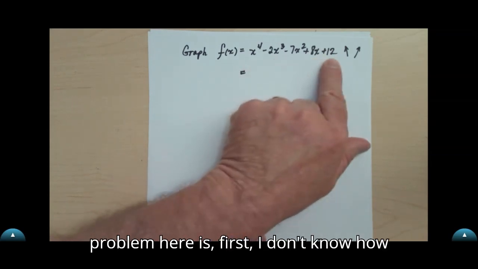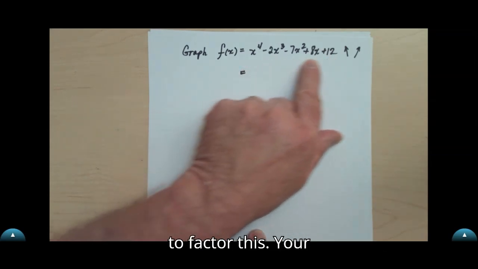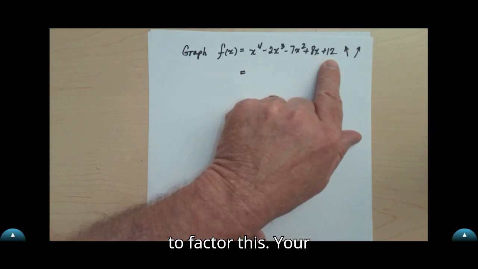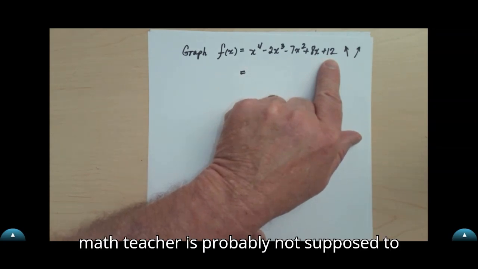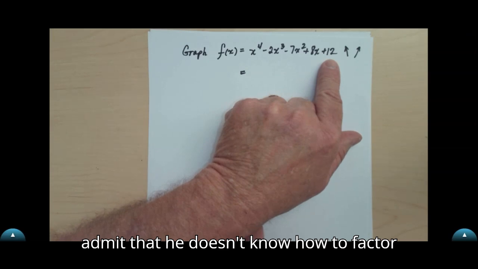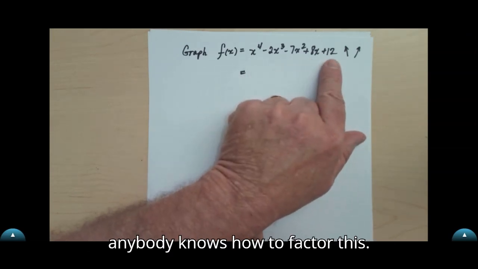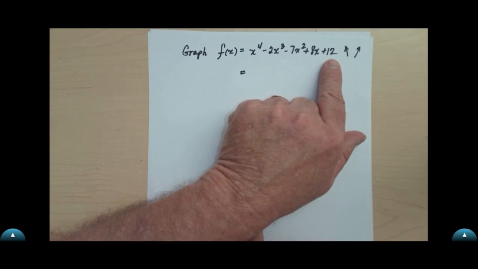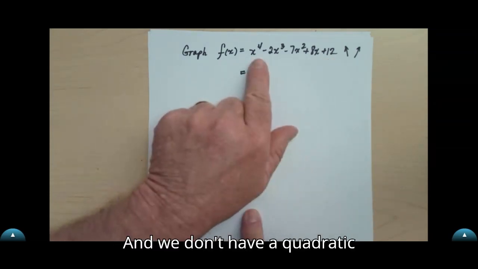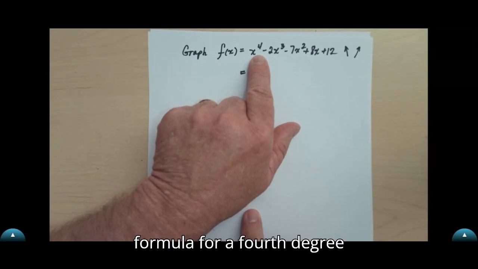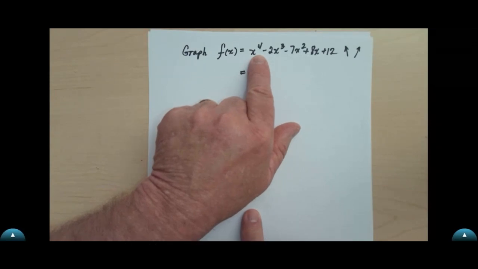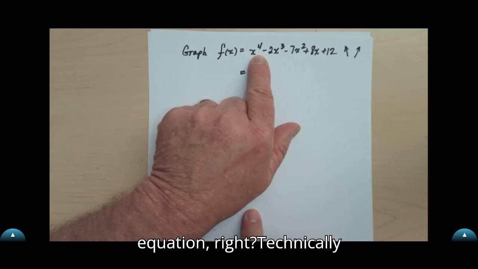The problem here is, first, I don't know how to factor this. Your math teacher is probably not supposed to admit that he doesn't know how to factor something, but I don't. I don't know how to factor this. In fact, I don't think anybody knows how to factor this. And we don't have a quadratic formula for the fourth degree, for a fourth degree equation, right?